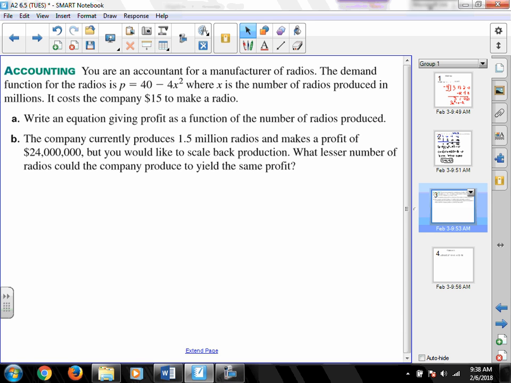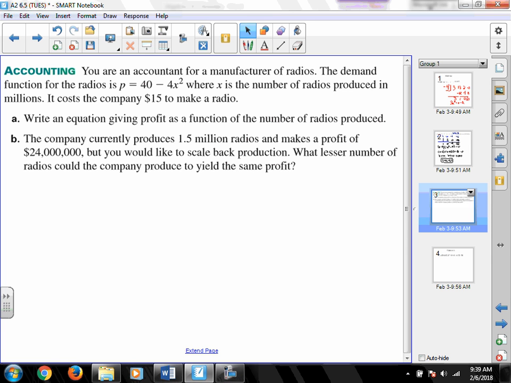You are an accountant for a manufacturer of radios. The demand function for the radios is P equals 40 minus 4x squared, where X is the number of radios produced in millions. It costs the company $15 to make a radio. First thing we want to do, write an equation giving the profit as a function of the number of radios produced. Then they tell us that the company currently produces 1.5 million radios and makes a profit of $24 million. If you would like to scale back production, we want to know what lesser number of radios the company could produce to yield the same result.